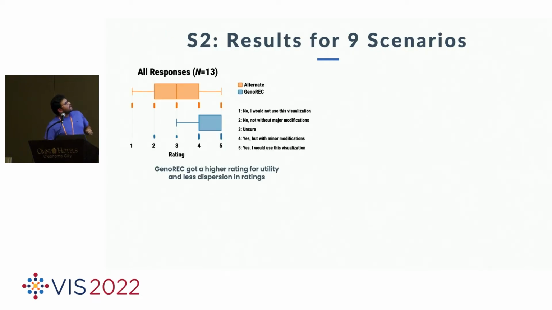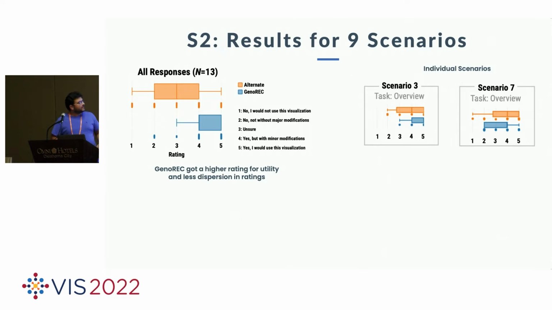So we did the study with 13 participants, and we learned that GenoRec did get higher utility ratings. However, I actually want to go into the things that did not work for GenoRec, because as scientists, I think we are more interested in what did not work. So I wanted to just highlight 2 main scenarios, which you can read more about in the paper. In these scenarios, GenoRec did equally or not as well as the alternate recommendation.